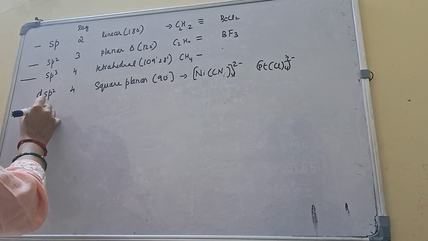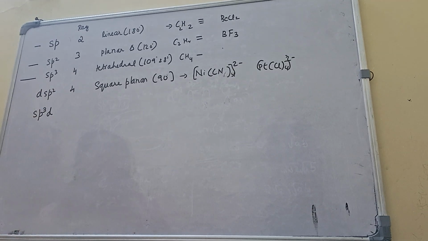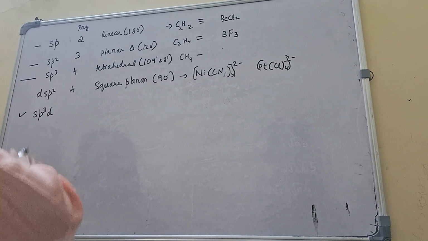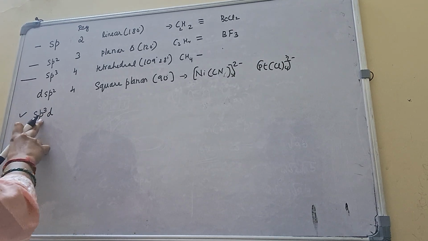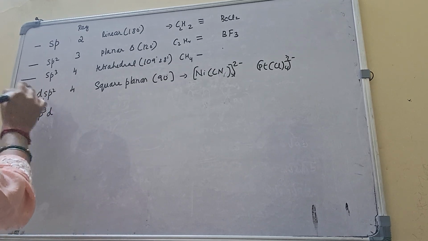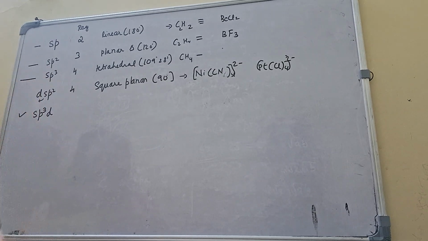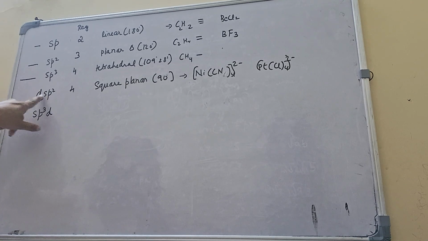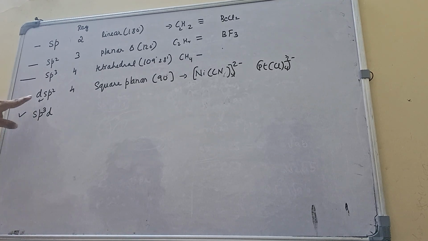Now let us talk about 5 regions. That is sp3d. This is something that you will be studying in detail. sp3d: 1s orbital, 3p orbitals. Now if I write d here, it means it is the d orbital of the penultimate shell, the previous shell. If the outermost shell is 4, then this d will be the 3d. And if I write it like this, it is 4s, 4p and 4d. So this is for the penultimate shell, this is for the ultimate shell.